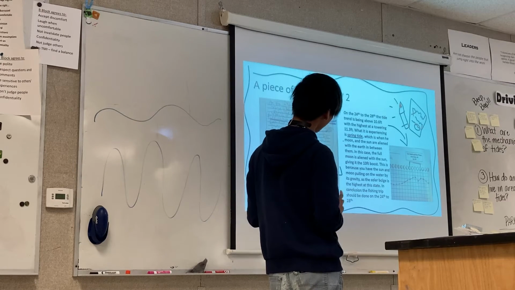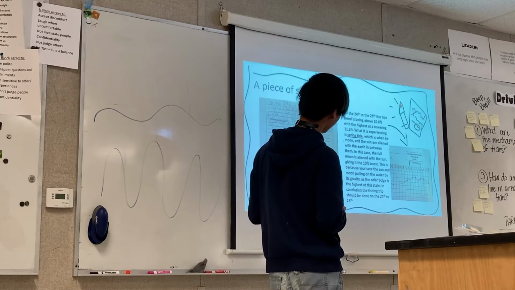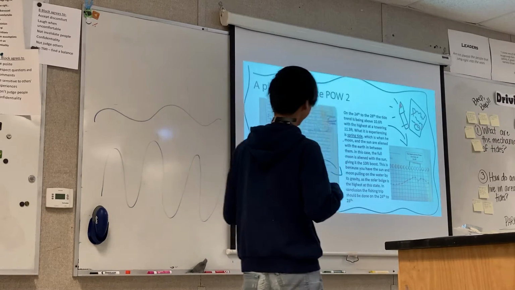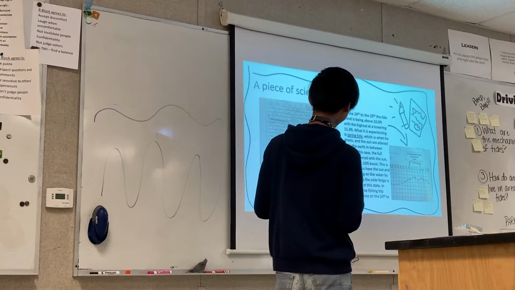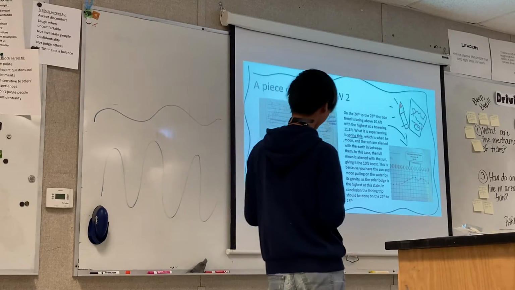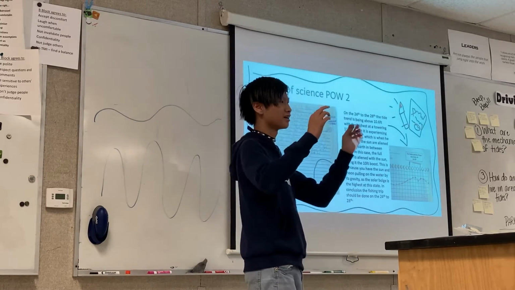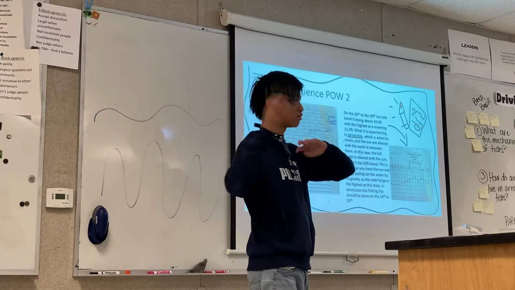In this case, the full moon is aligned with the sun, giving it a 10-feet boost. This is because you have the sun falling on the water by its gravity as the solar bulge is the highest. The solar bulge is like the sun's kind of pull on it.